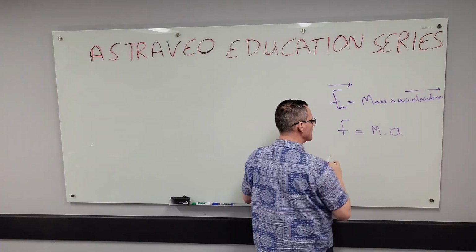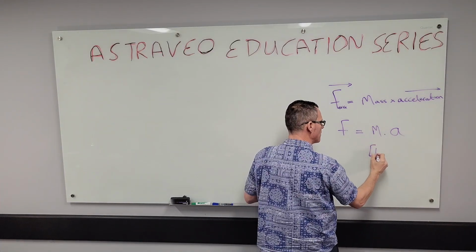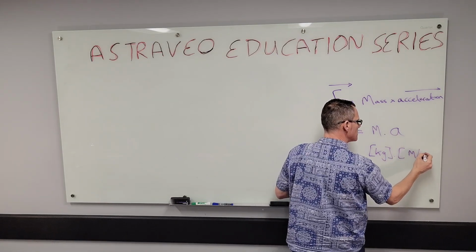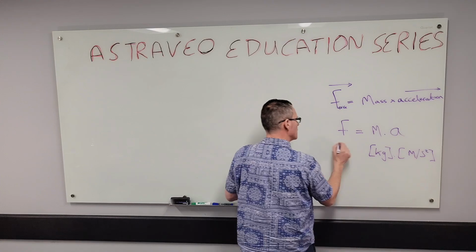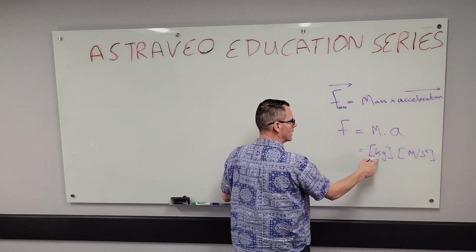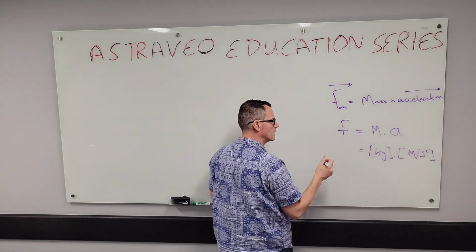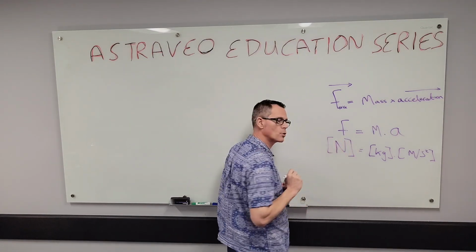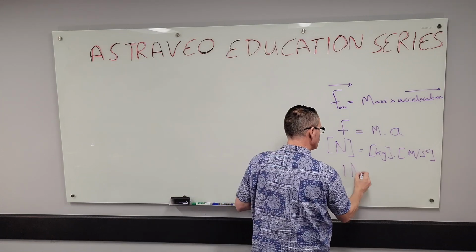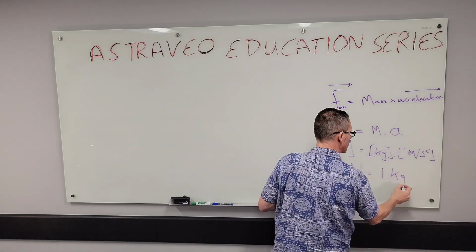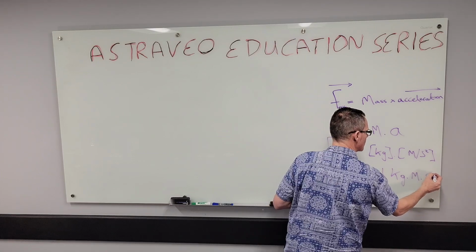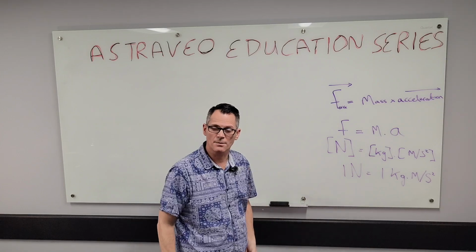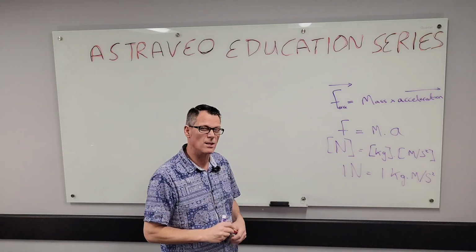F equals ma. Now the units here, remember we've done dimensions before, are kilograms for mass. Acceleration is meters per second squared. So the fundamental units for force are kilograms meters per second squared. But astronomers have a special name for that, and in honor of Sir Isaac Newton, it's called newtons. So 1 newton is 1 kilogram meter per second squared. Okay, so that's very important. We do this dimensional analysis to make sure we get the units right.